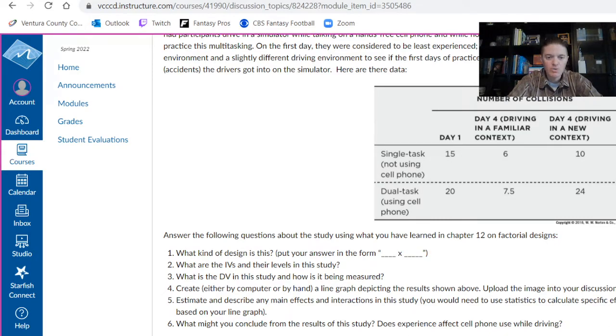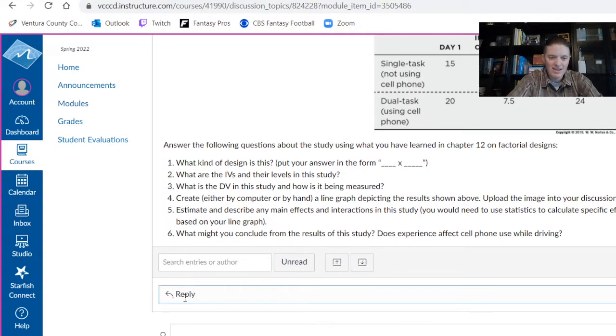And then number 6, what might you conclude from the results of this study? Does experience seem to affect cell phone use while driving? So when you're ready to answer that, you'll hit reply. And then, of course, don't forget to reply to a classmate to get those 2 points.